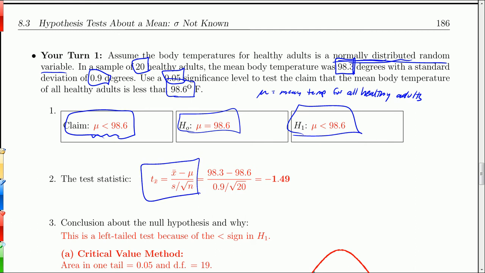My test statistic, x bar is 98.3, that's from my sample. Mu from the null hypothesis is 98.6. Sample standard deviation, square root of n, sample size 20. So I get negative 1.49. That's my test statistic.